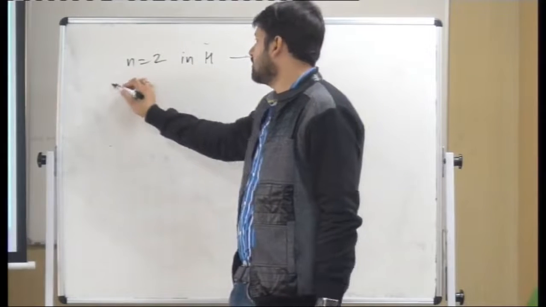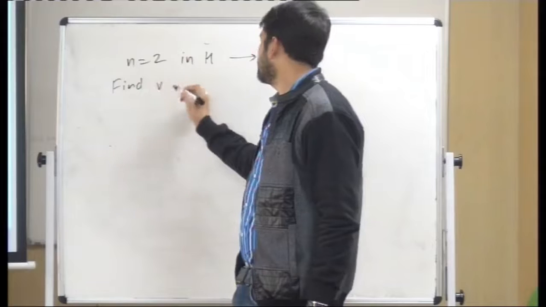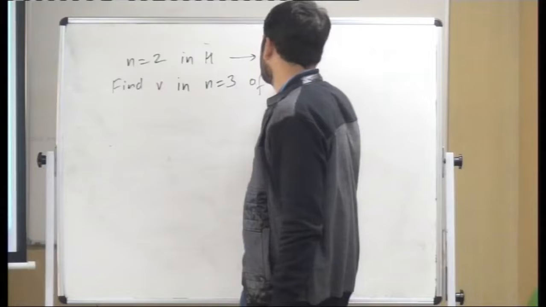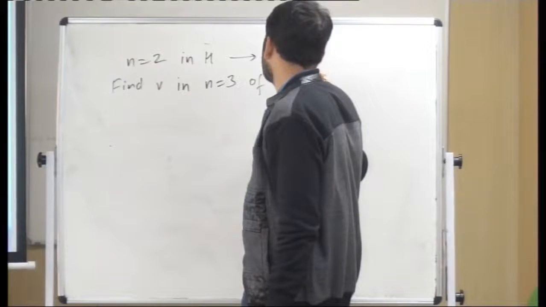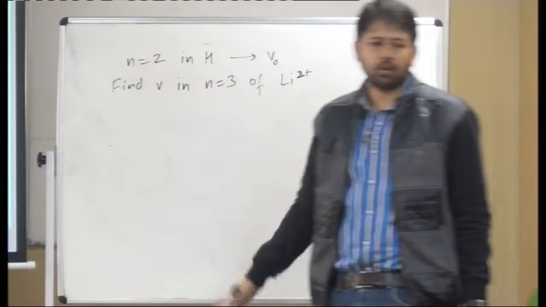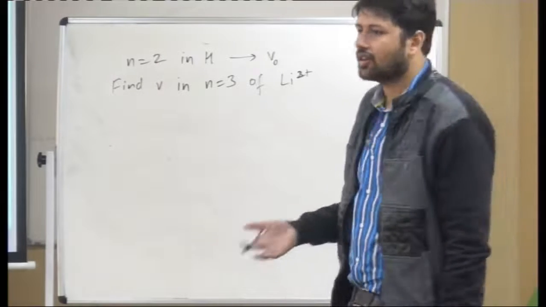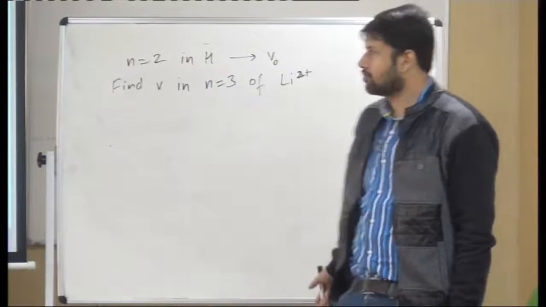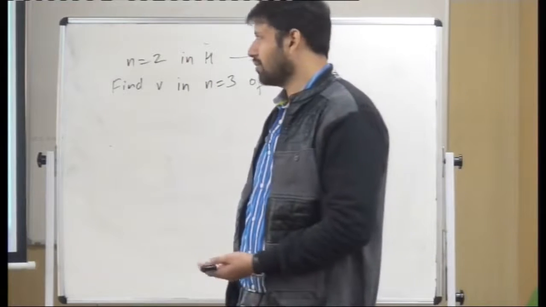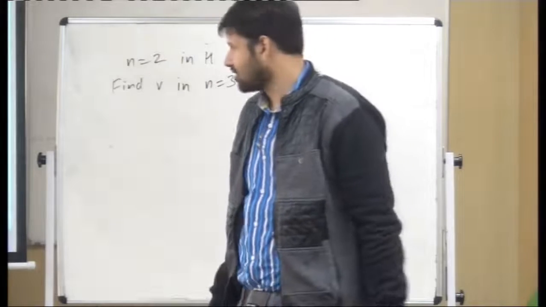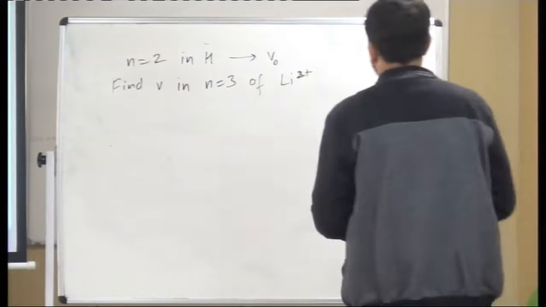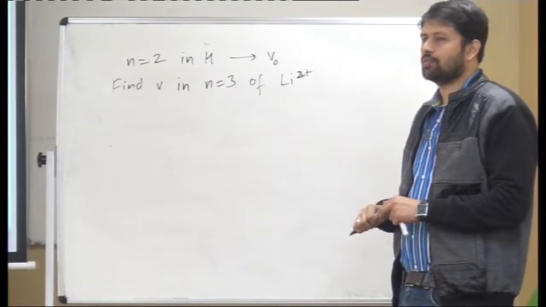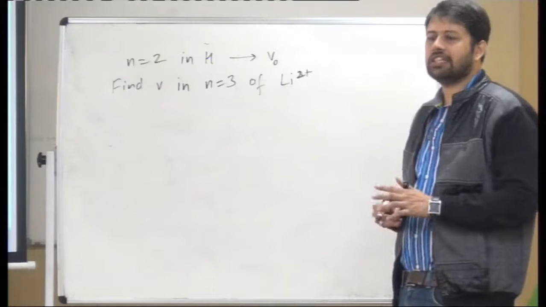So the question asks, find the velocity in the third orbit of lithium. You can apply it directly if you know the logic, if you know the dependence, right? So you can do it, or maybe we can move on. Your idea, your wish. Several questions of this type were asked, so they may come in easier exams.